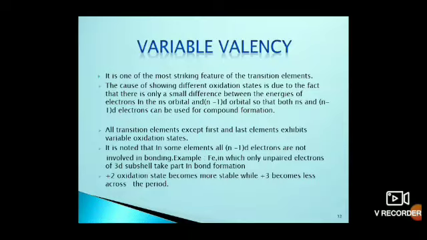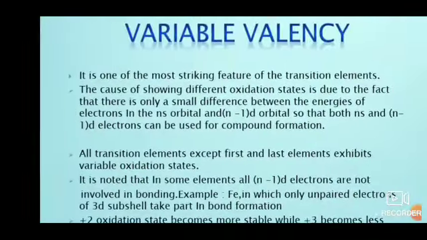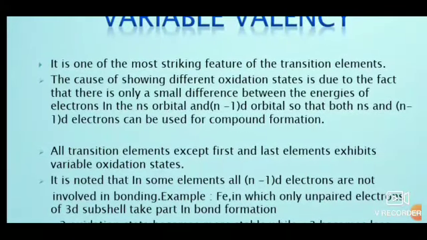And the next comes the variable valences. This is one of the most striking features of the transition elements. The cause of showing different oxidation states is due to the fact that there is only a small difference between the energies of ns orbitals as well as n-1 d orbitals, so that what happens is that both ns and n-1 d electrons can participate in bond formation.